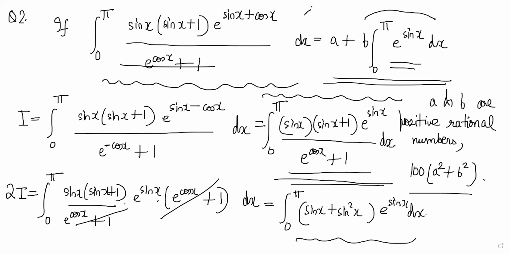There is e power sin x and sin x plus sin square x. You have to get it looking like this somehow. You have to do something about it. There is sin x plus sin square x. Something you will have to remove to make it look like just e power sin x integral.